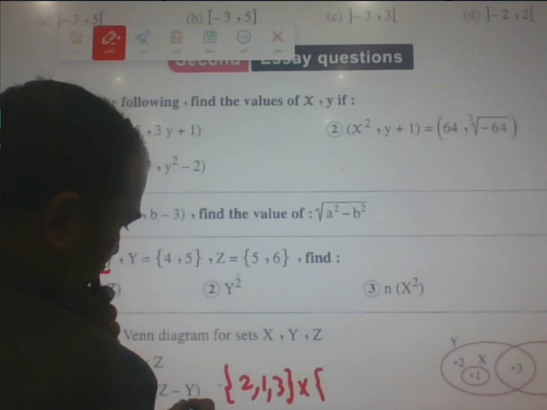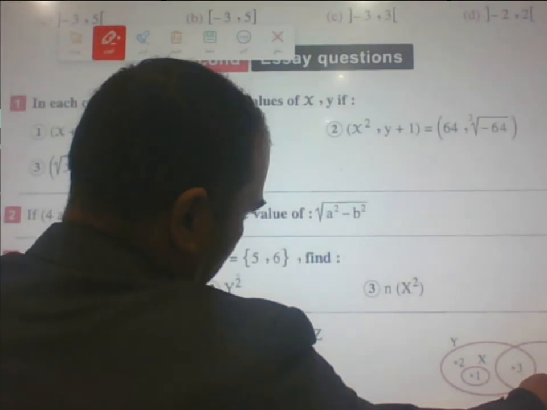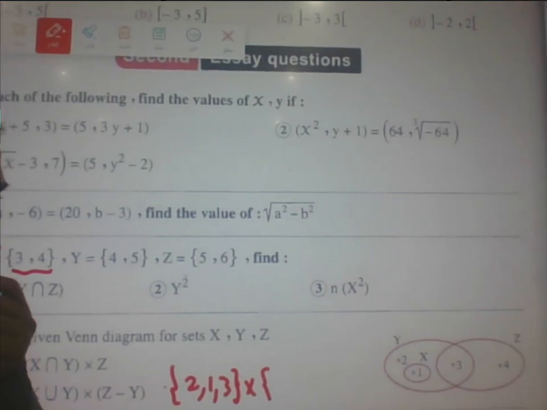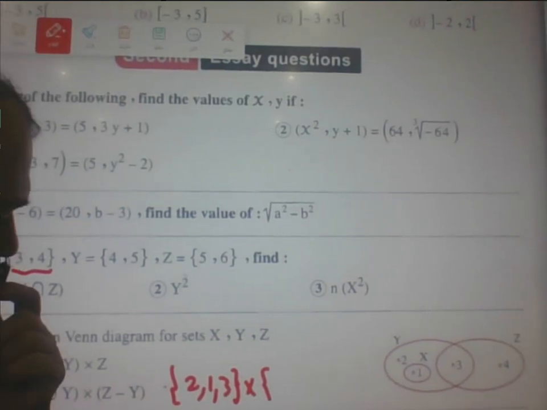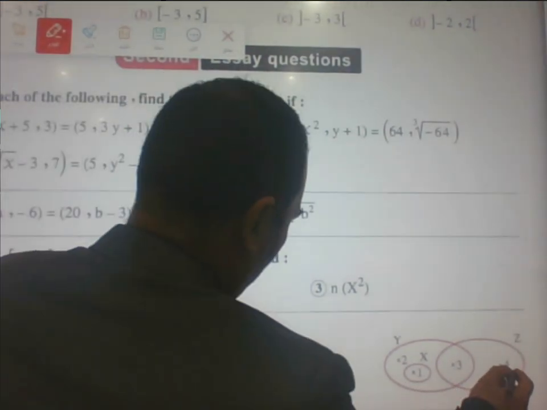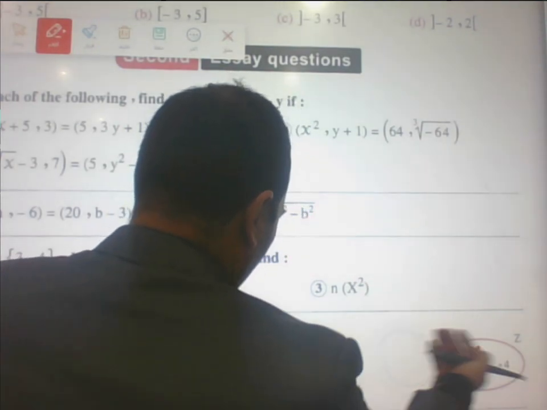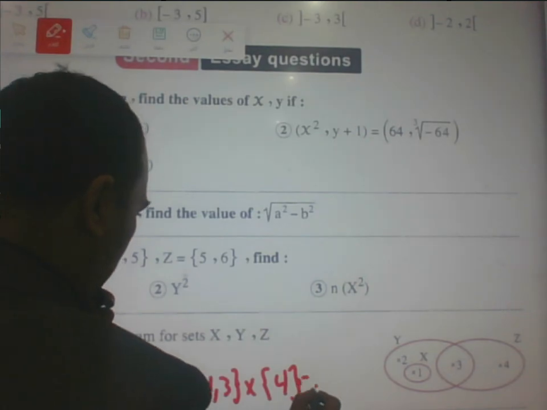Cartesian product, Z difference Y. Z difference Y will be 3. It means the element in Z and not found in Y. Z difference Y will be 4. Okay, we can cancel Y, the result will be 4. And then find the Cartesian product, right?